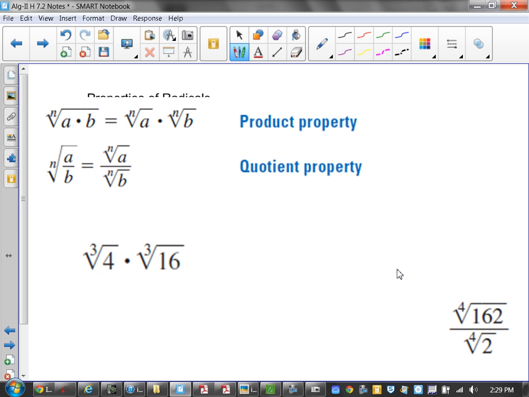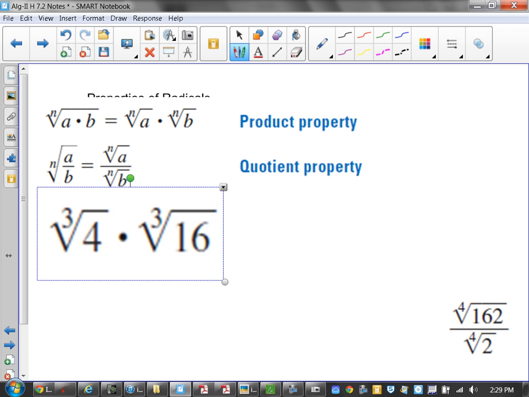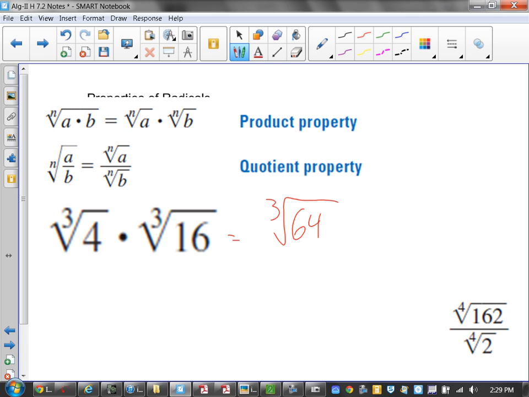Now, product property. Are those both the same nth root? If they're both the same nth root, what can I do to the stuff underneath the radical? Multiply them together. So I get the cube root of... what's the cube root of 64? You're still on terms of squares.